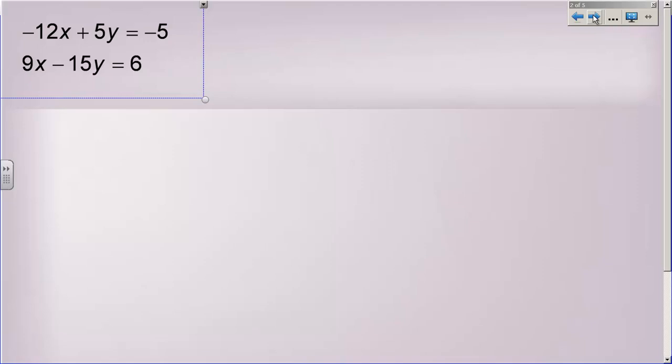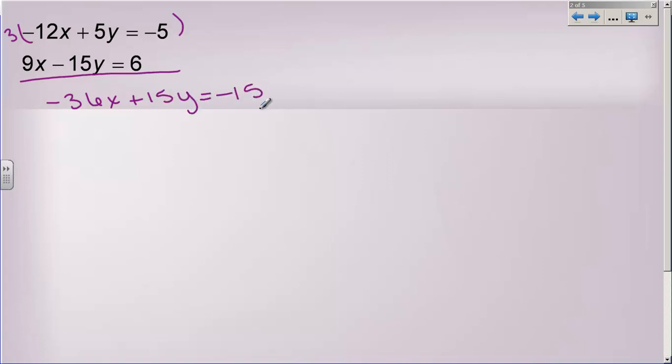So this one, it's a lot like the second one. I do have opposites. I have a negative and a positive on the x, and I also have a negative and a positive on the y. I happen to know that I can multiply 5 times something and make it equal 15 a lot easier than I can multiply 9 times something and make it equal 12. So I'm going to take this top equation and I'm going to multiply it times 3. So I end up with negative 36x plus 15y equals negative 15. And then the bottom equation stays the same.